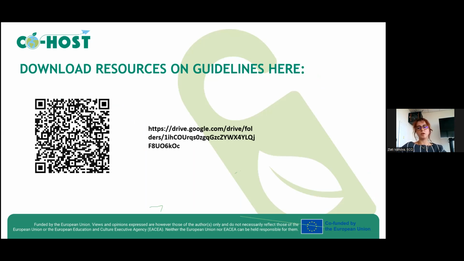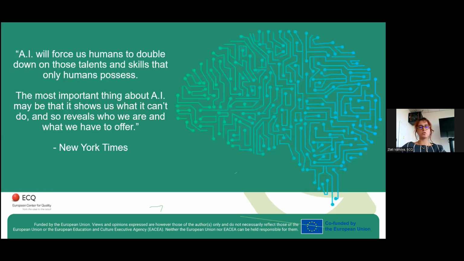Okay, and then we are going to finish off with a quote from the New York Times. AI will force us humans to double down on those talents and skills that only humans possess. And the most important thing about AI may be that it shows us what it can't do, and so reveals who we are and what we have to offer.